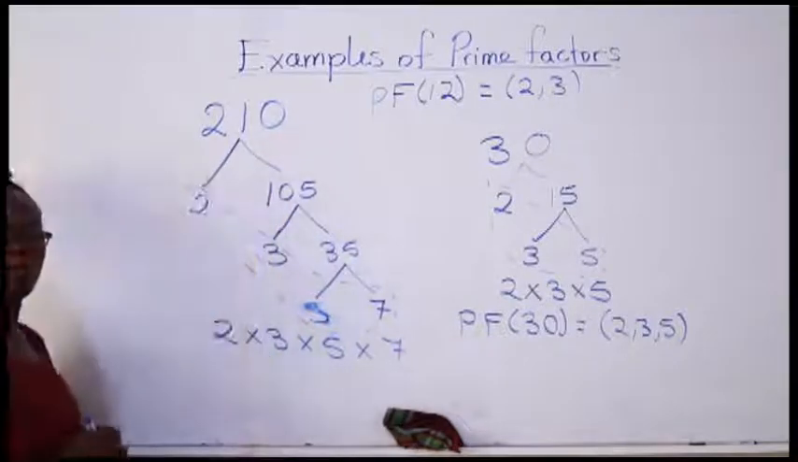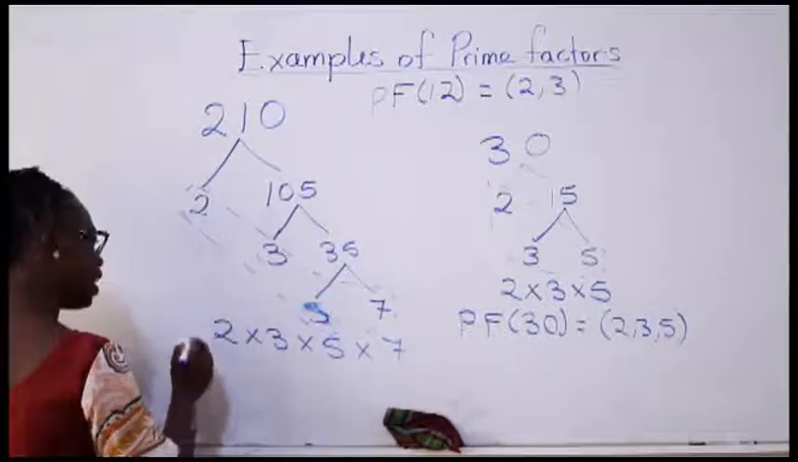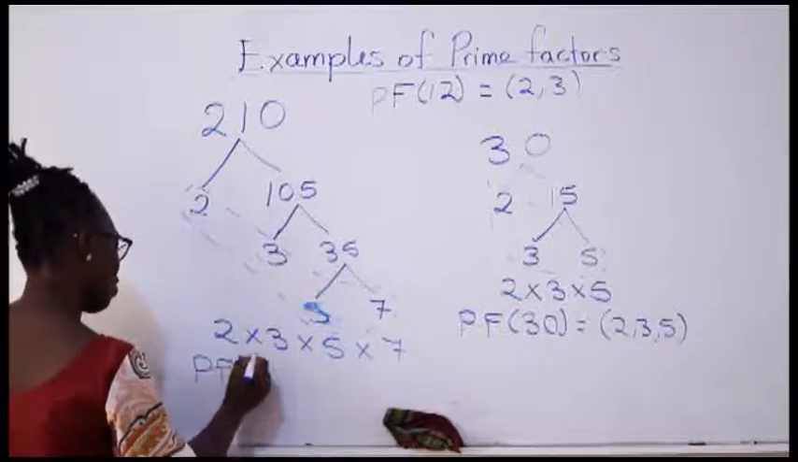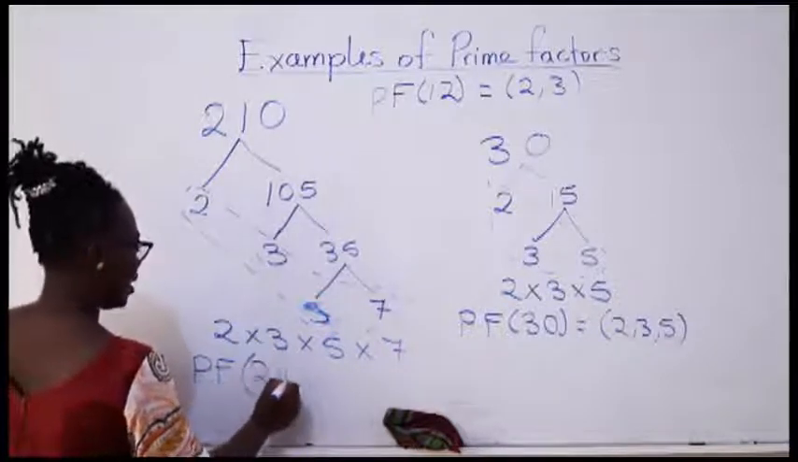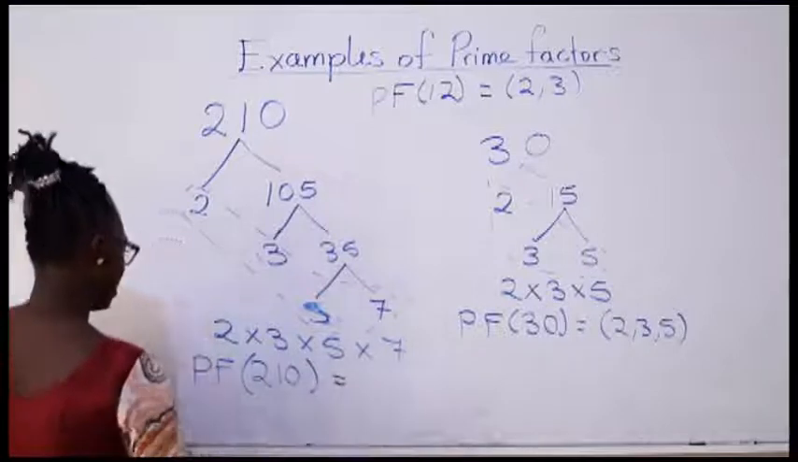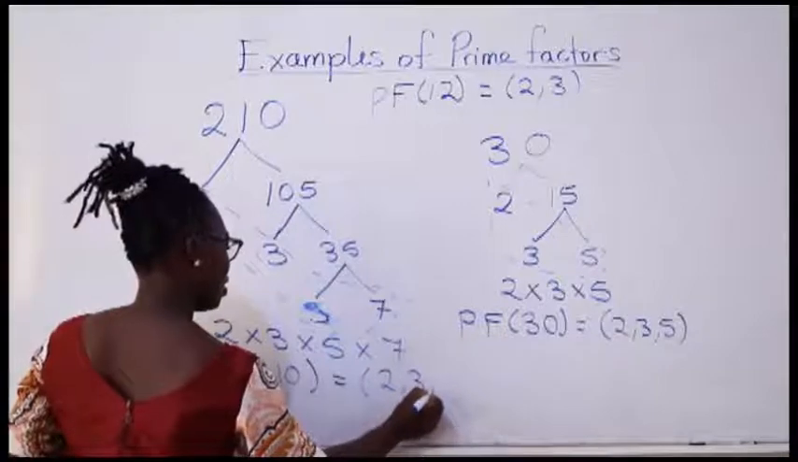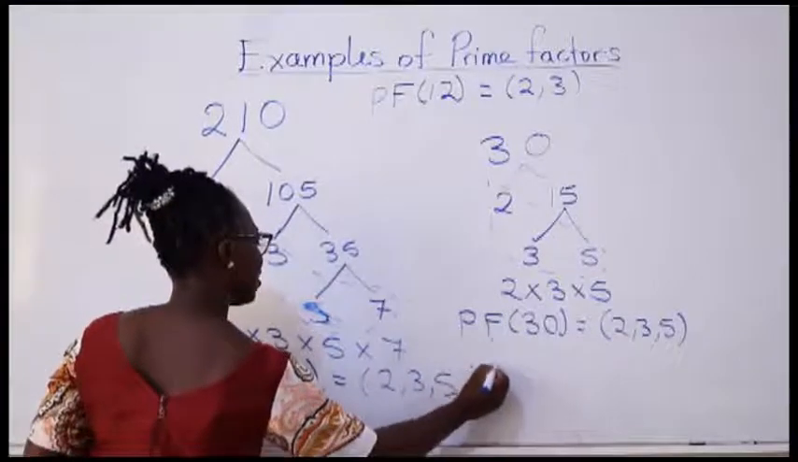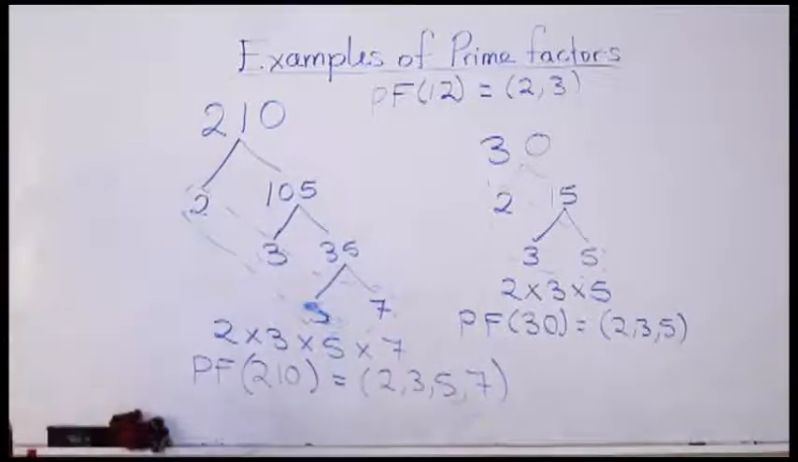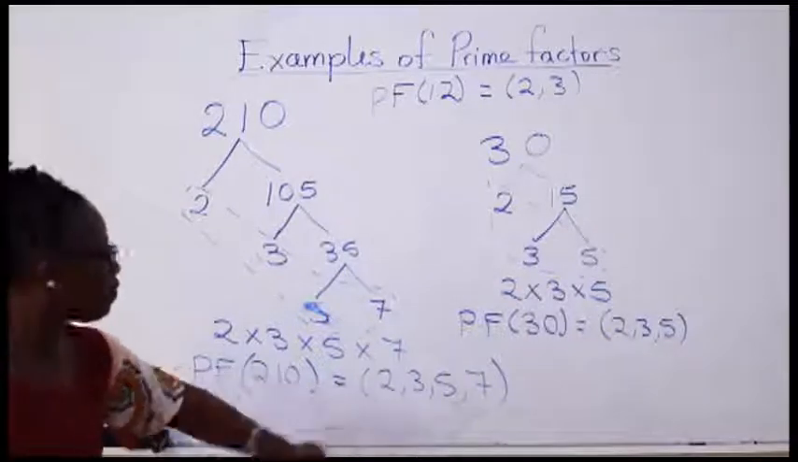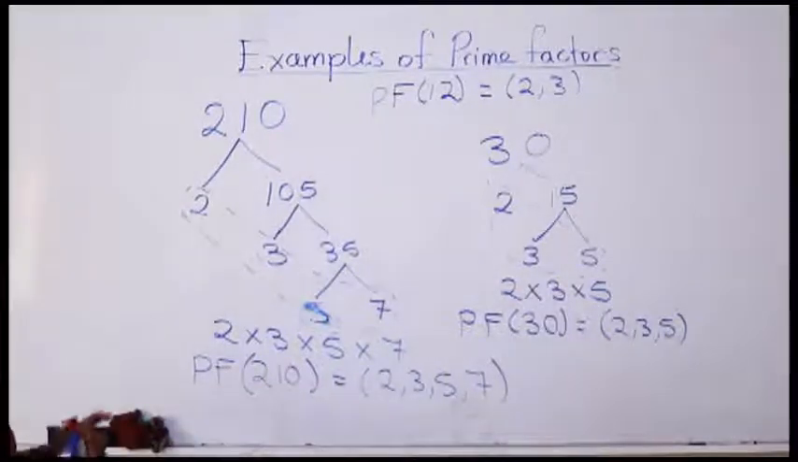It's 210. So if I want the prime factors of 210, it is going to be 2, 3, 5, and 7. So you realize that these factors are the prime factors of 210.